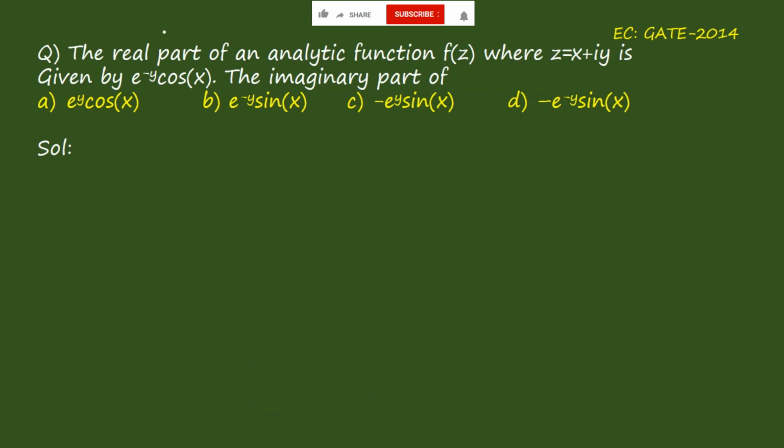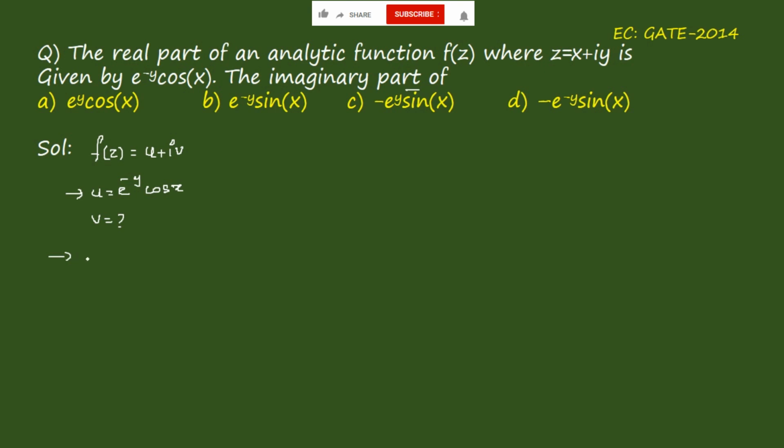Now coming to the next question. The question is, the real part of an analytic function f of z, where z is equal to x plus iy, is given by e power minus y cos x. The imaginary part of, okay, what they are saying is that if you consider f of z, which is equal to u plus iv, the real part is given. You have to find the imaginary part, the v value. So they have given that u is equal to e power minus y cos x, right? You have to find the value of v.